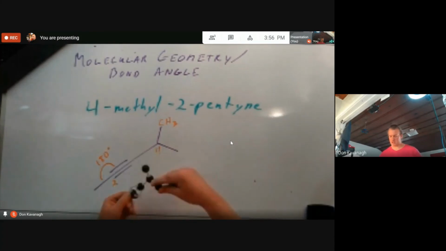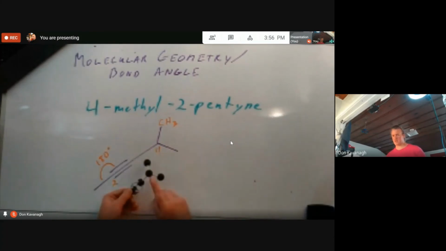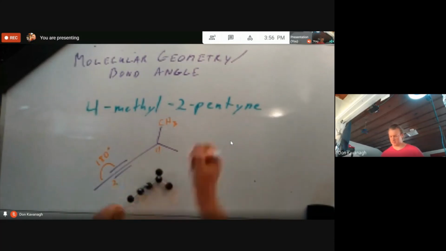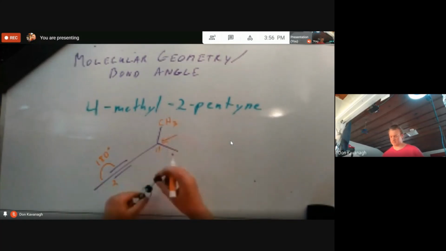Note the rotation around this sp3 tetrahedral hybridized carbon with a 109 degree bond angle. This carbon right here is what's rotating.